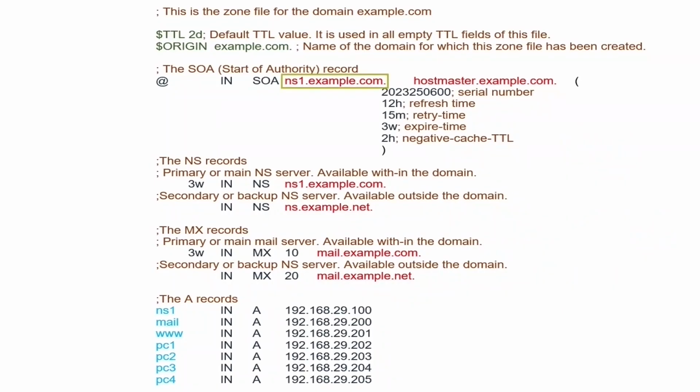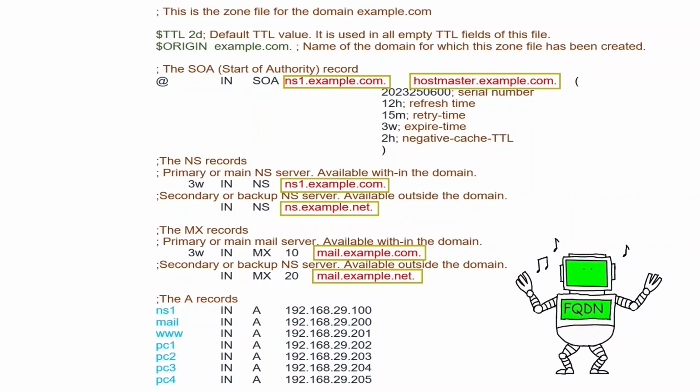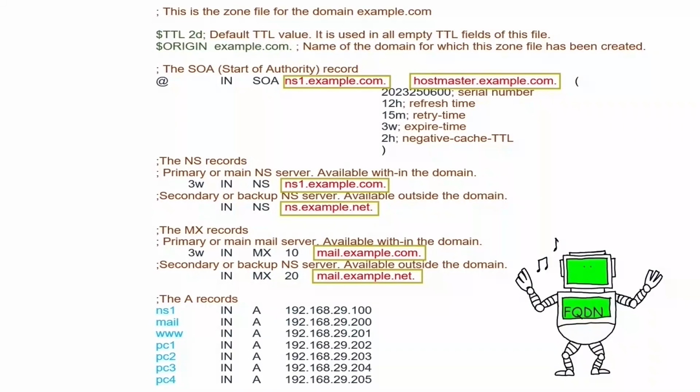If you use a fully qualified domain name, DNS uses the name as it is. A fully qualified domain name always ends with a dot. DNS uses this rule to identify fully qualified domain names in the zone file. If a name ends with a dot, it assumes the name is a fully qualified domain name and processes the name as it is. In this zone file, these names end with a dot. DNS will process these names as fully qualified domain names.